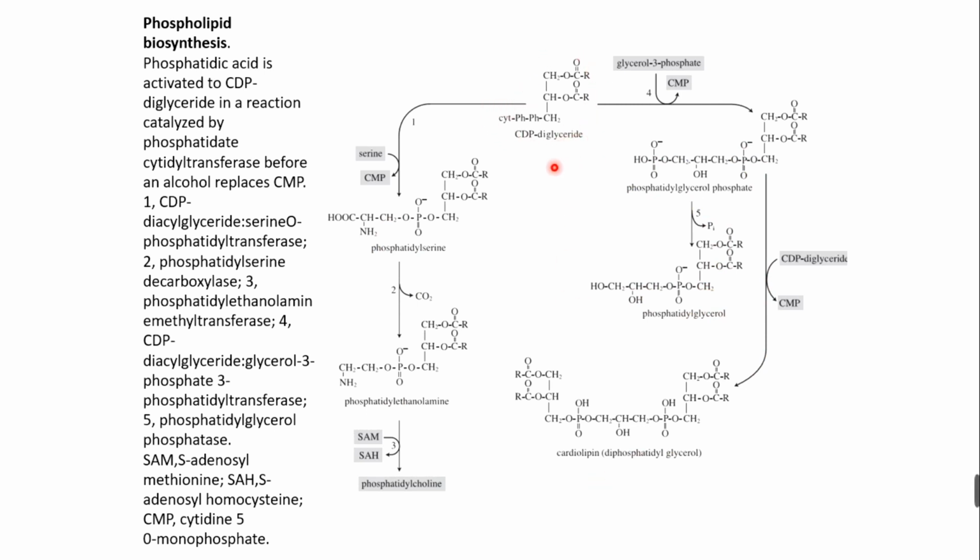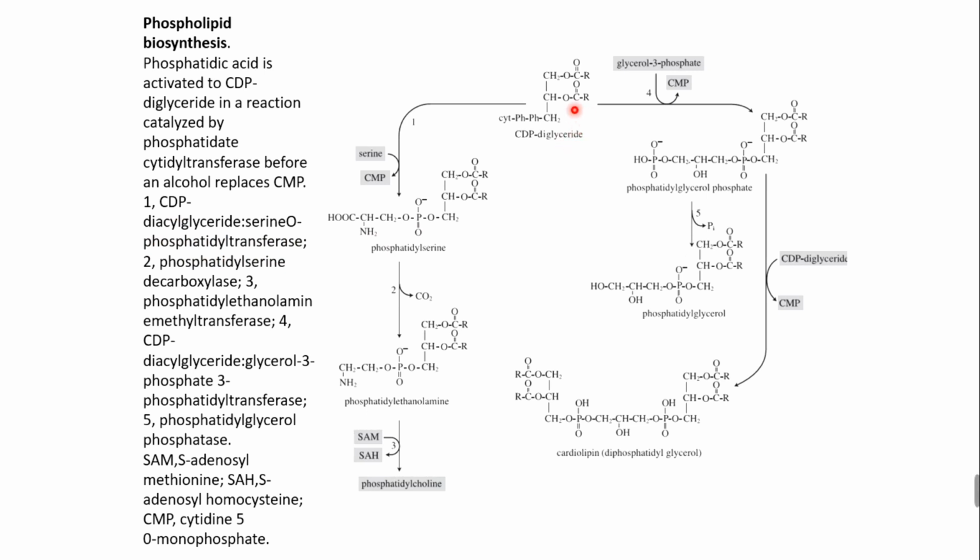So the base molecule is this one, that is CDP diglyceride. What is CDP? Cytidine diphosphate diglyceride. Cytidine, and diphosphate, and this is glyceride. Glyceride means a glycerol with the two fatty acid chains. That is the starting material for the synthesis of phospholipid, and this will undergo the first reaction, which is called CDP diacylglyceride serine O-phosphatidyl transferase. So it's simply a phosphatidyl transferase reaction.